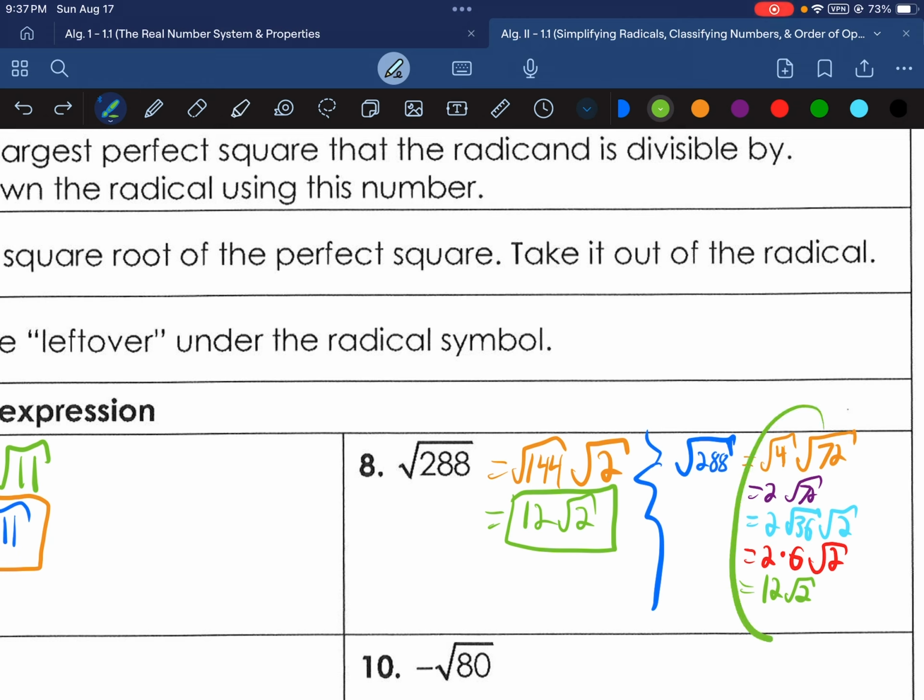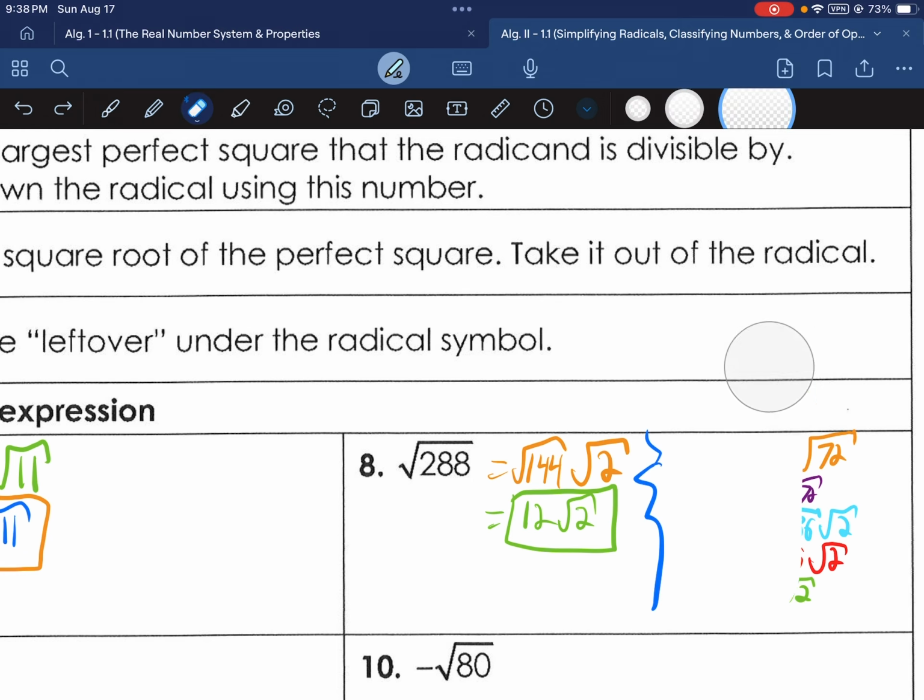We still got the right answer. However, this is a lot more work and steps than this is. So if you can find the biggest perfect square first, that is to your advantage to do.